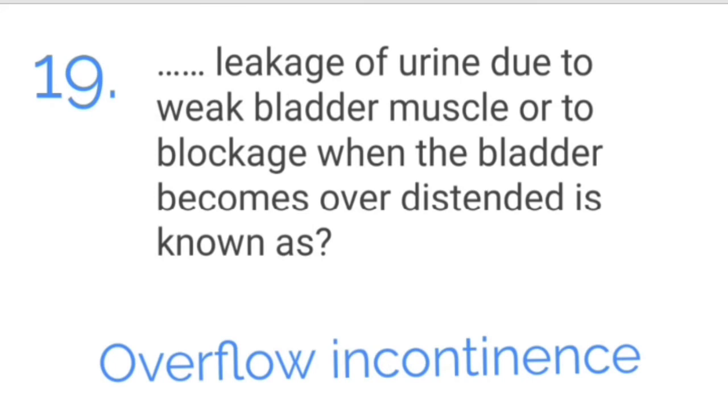Leakage of urine due to weak bladder muscle or to blockage when the bladder becomes over distended is known as overflow incontinence.